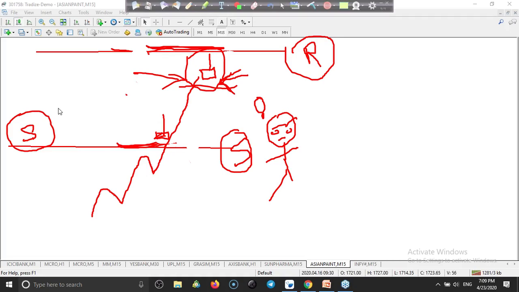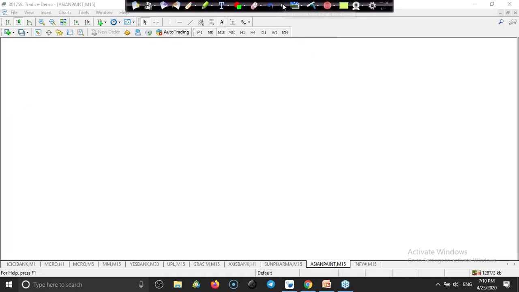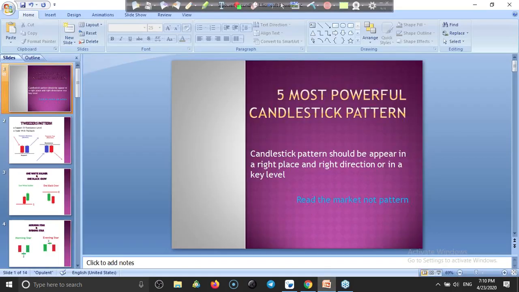Exactly. This is why I told you that candlestick patterns are not applicable until they appear in the right place. That is the first point. And the second thing I told you: read the market, not the pattern.